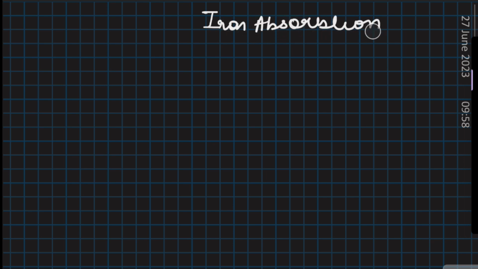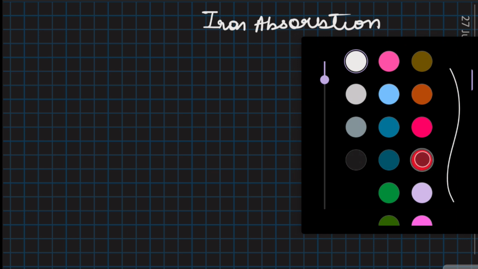So let's start today's topic with iron absorption. Now iron can be in two forms. It can be ferrous form and it can be in ferric form.